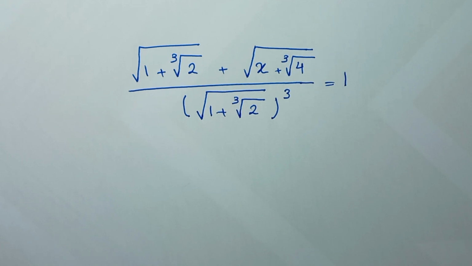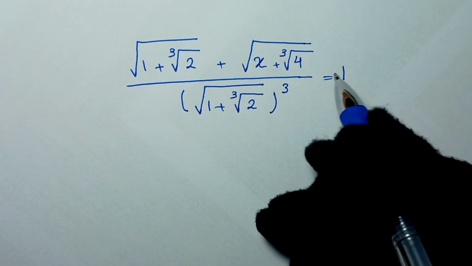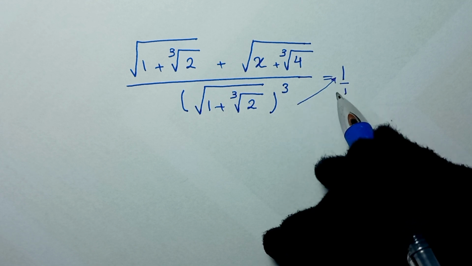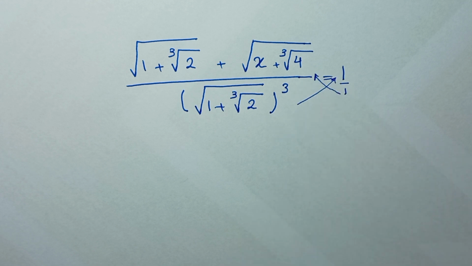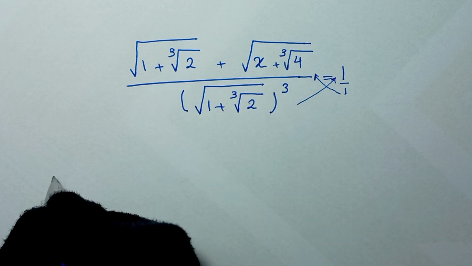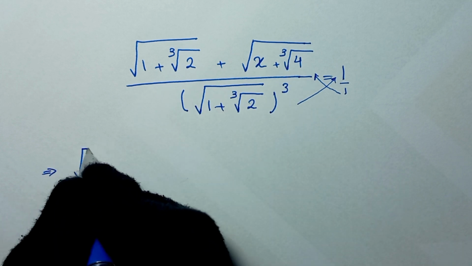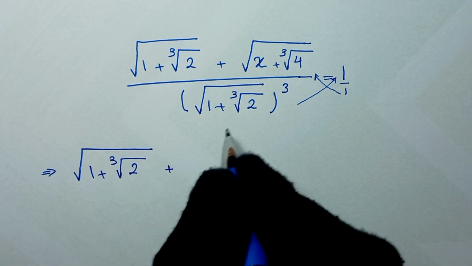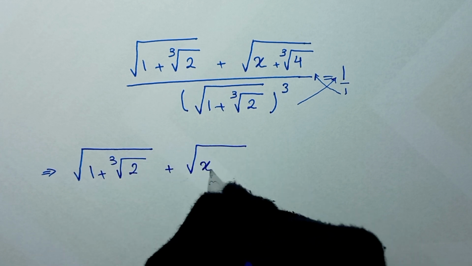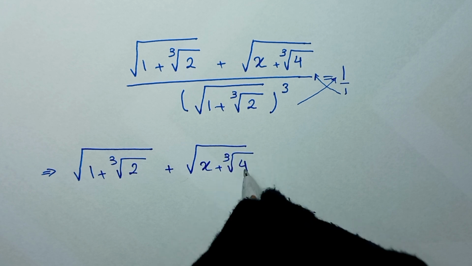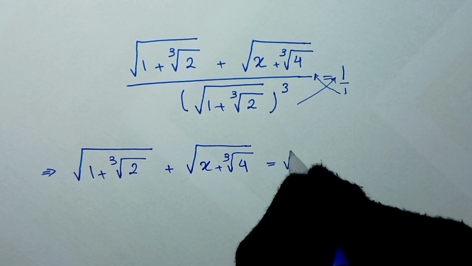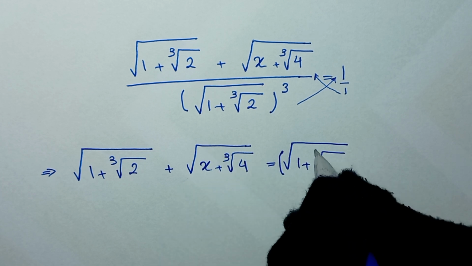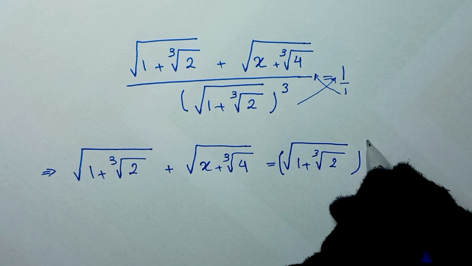In the first step, we use cross multiplication. In here we have 1, and this is 1 over 1, right? So we multiply this times this, and this 1 times this. So it will be the square root of 1 plus cube root of 2 plus square root of x plus cube root of 4 is equal to the square root of 1 plus cube root of 2 to the power of 3.